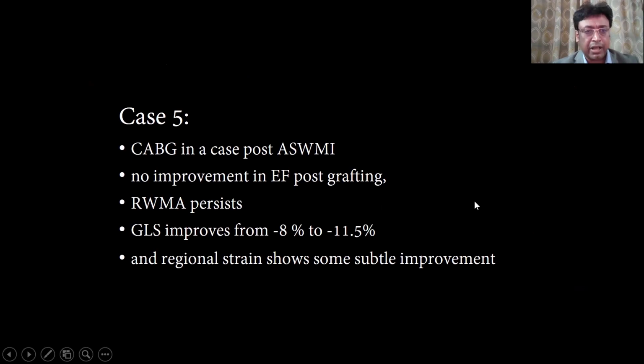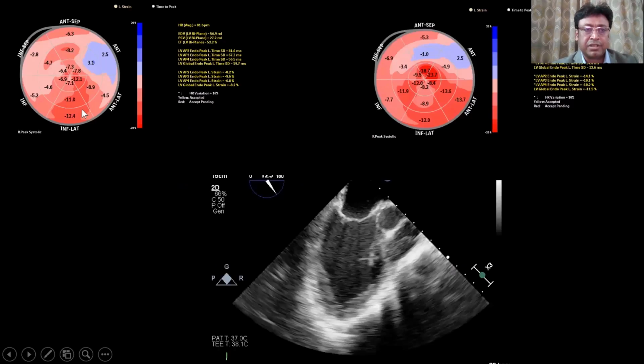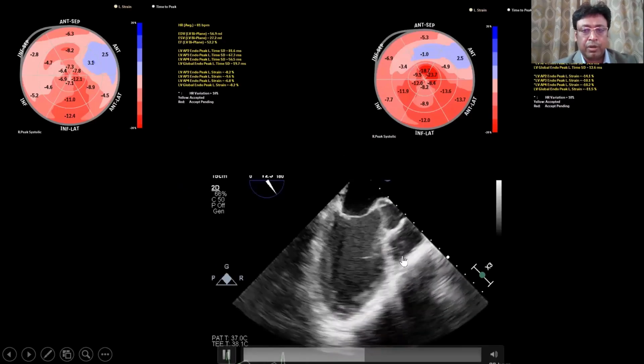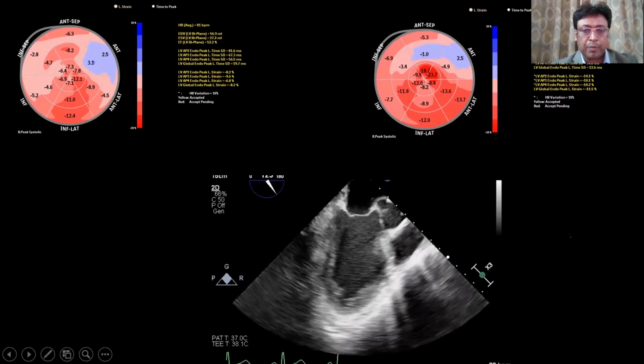Fifth case, again a case of anteroseptal wall MI. The patient had no improvement in EF, and the RWMA persisted, but the GLS improved subtly. There was a subtle improvement from minus 8 to minus 11.5 as seen in these images. On the 2D echo, you can see the akinetic or grossly hypokinetic mid-anteroseptal wall.